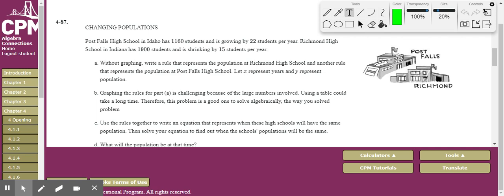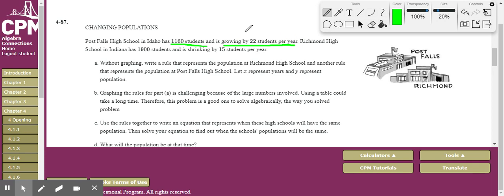Okay, so let's do a problem now where it would actually be pretty hard to solve with a graph and would take a really long time to make a table. So here we have two high schools. Post Falls High School in Idaho has 1,160 students and is growing by 22 students per year.